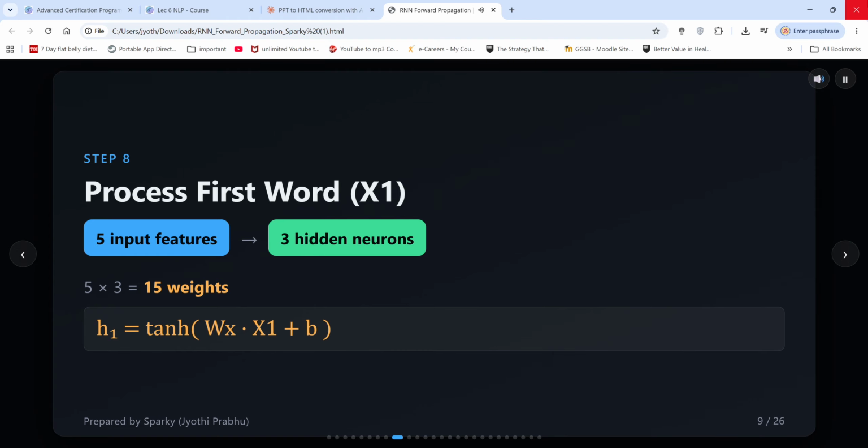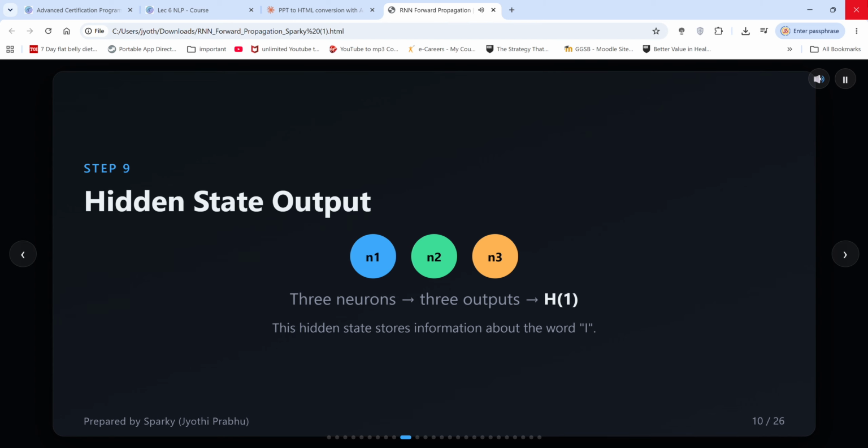Let's process the first word, x1. Say we have 5 input features and 3 hidden neurons. That means we need 5 multiplied by 3, which is 15 weights connecting input to hidden layer. The formula is, h1 equals tanh of Wx·x1 plus b. Wx is the weight matrix, and b is the bias. Since we have 3 hidden neurons, we get 3 output values. Together these 3 numbers form the hidden state, h1. This hidden state stores compressed information about the word I.